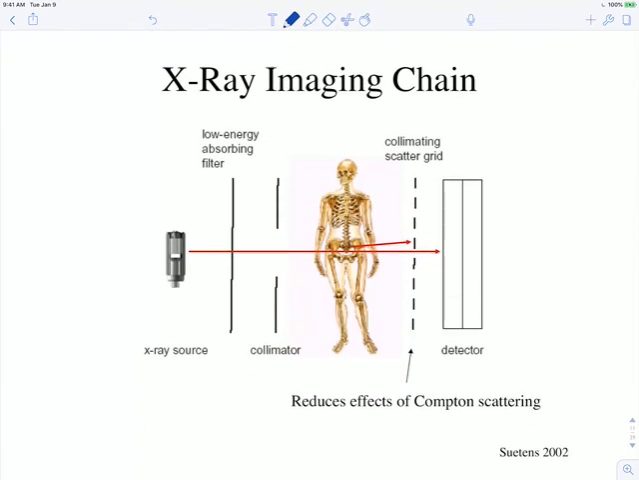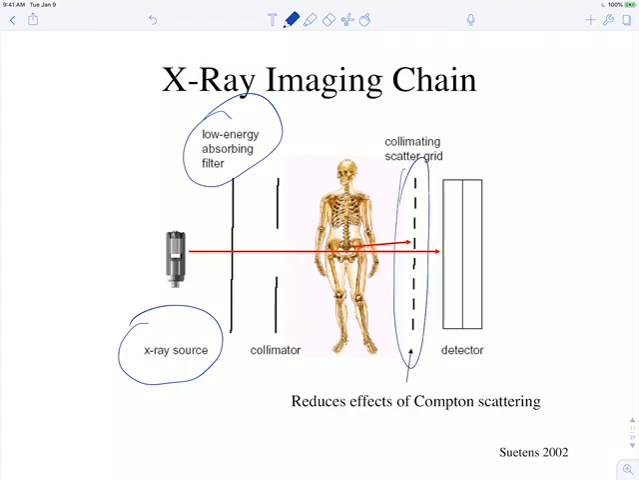So this is what an X-ray imaging chain might look like then, in a very schematic version. You have your X-ray source. It's giving off X-rays. You're going to have a low energy absorbing filter because we talked about how we want to get rid of those low energy X-rays that are just going to heat up the body but not help us create an image. There'll be a collimator to get the X-rays to be more in a beam. It's going to go through the body, and then there's going to be this collimating scatter grid here before it gets to the X-ray film.